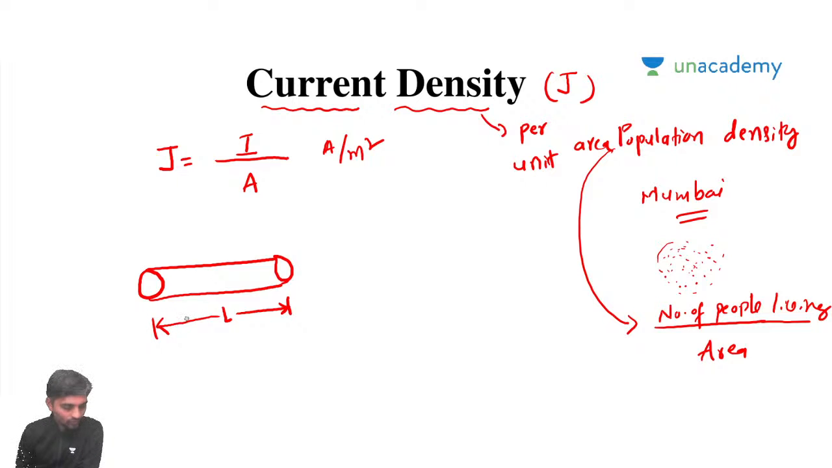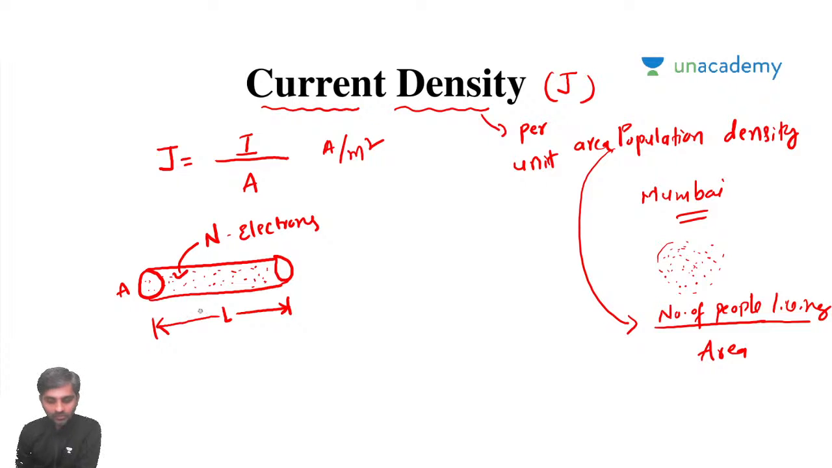Let's assume that you have a length L, and the area of cross section is A. Let's say you have all these electrons here. Assume that you have N number of electrons, having a length of L.